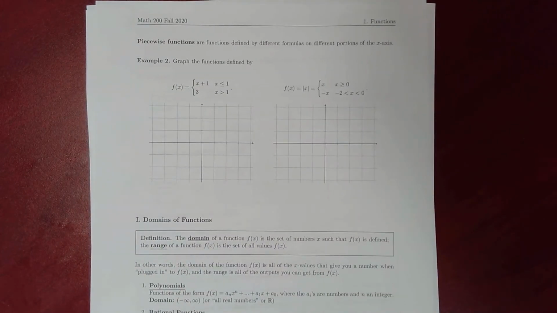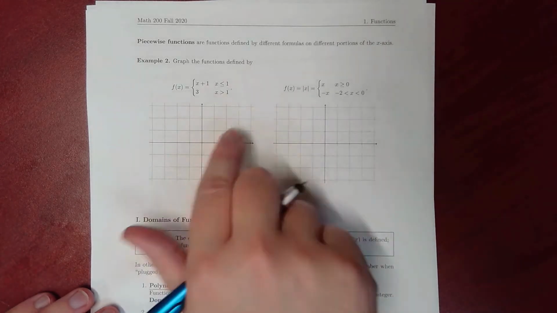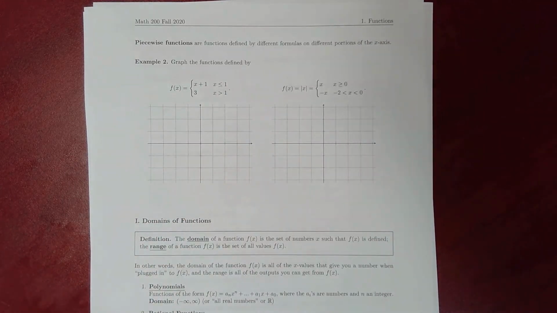We also have something known as piecewise functions. Piecewise functions are a little bit different than a standard function. Essentially, they're defined by different formulas for different portions of our x-axis. So, for example, let's say we wanted to graph these functions. The first piecewise function we have is f of x equals x plus 1 when x is less than or equal to 1, and 3 when x is greater than 1.